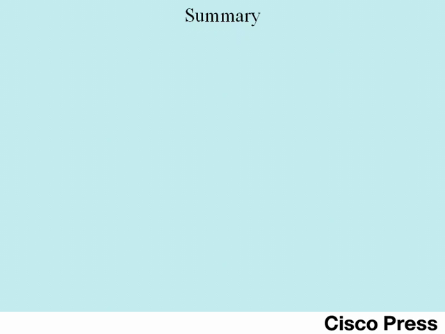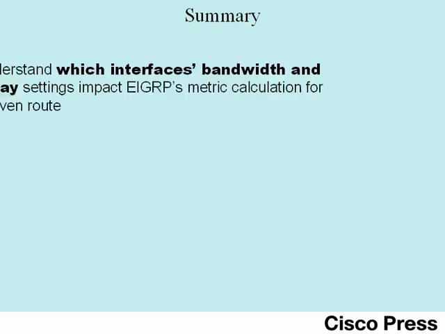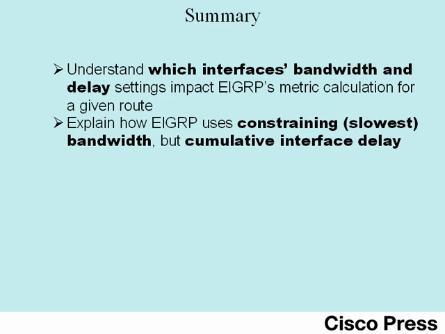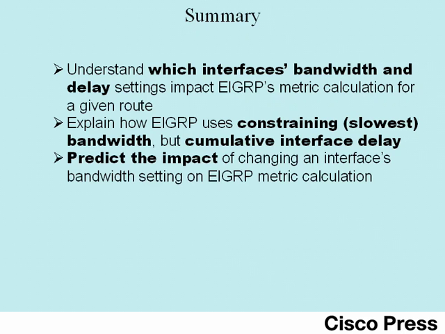This concludes ICND2 Lab 6. In this lab, you've understood which interface bandwidth and delay settings impact EIGRP's metric calculation. You've learned how to explain how EIGRP uses the constraining, or slowest, bandwidth and the cumulative interface delay when calculating its metric. Finally, you've seen how to predict, to some extent, the impact of changing an interface's bandwidth setting on the metric that's calculated by EIGRP.